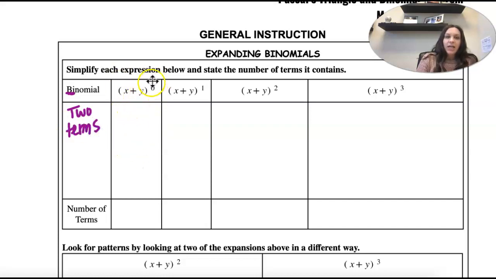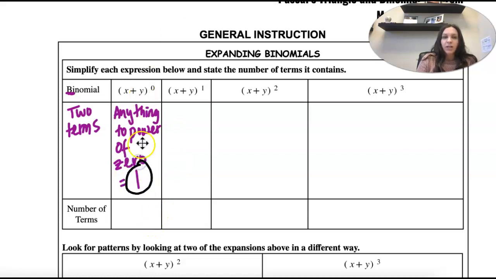Okay, so if we take anything to the 0 power, anything to the power of 0, that equals 1. So the answer is 1. How many terms is that? 1. Okay, anything to the first power is itself. So the answer to x plus y to the first power is just x plus y. And that would be 1 term, 2 terms.